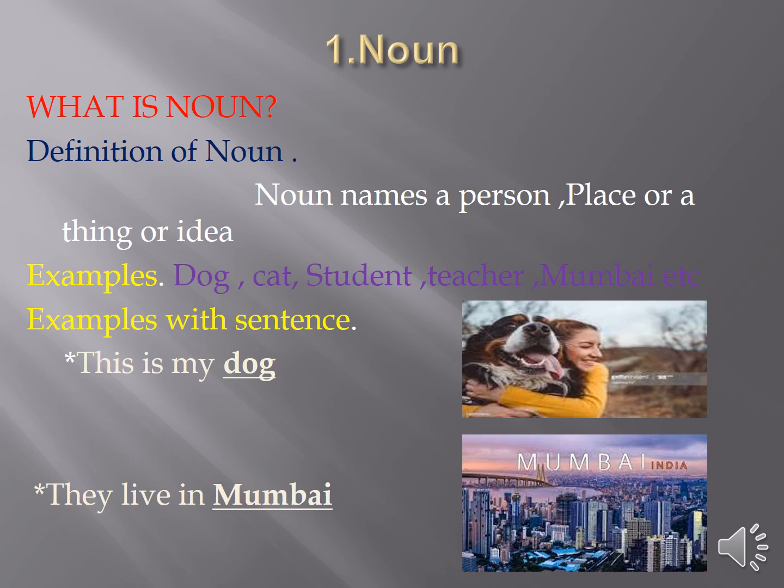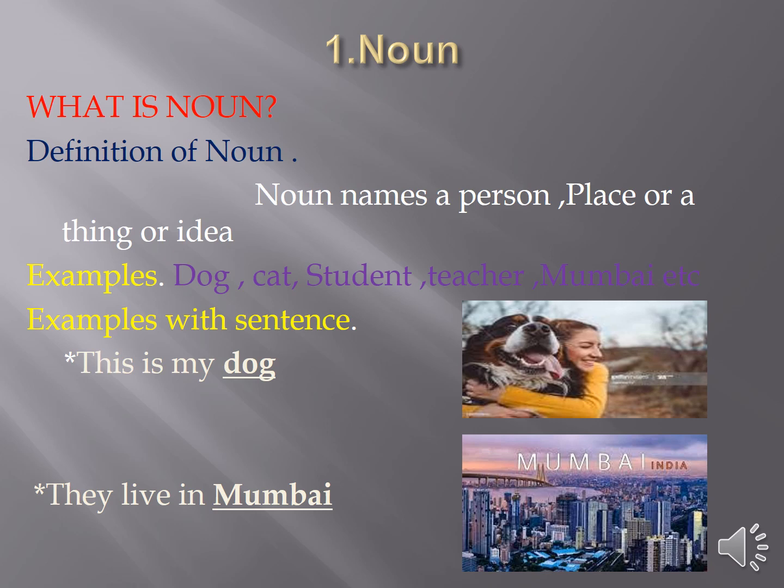In examples they have given dog, cat, student, teacher, Mumbai, etc. So these are the names of animals and professions also. Dog is an animal, cat is also an animal, teacher is a profession, Mumbai is a place. Ram, Raju, Sita, whatever names we take, these are all nouns. So a noun is specially used to describe the name of a person, place or thing.